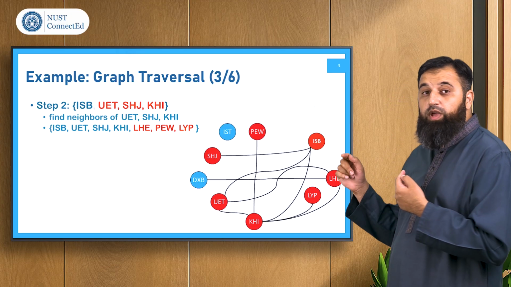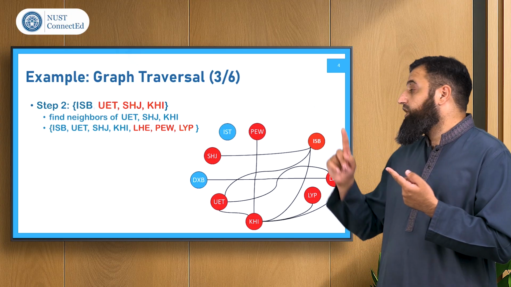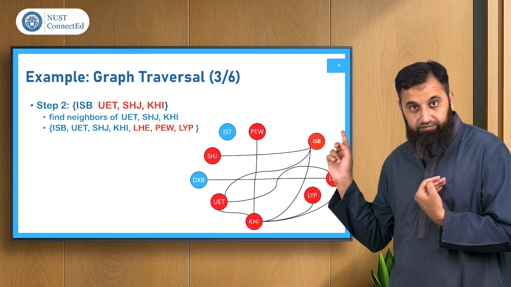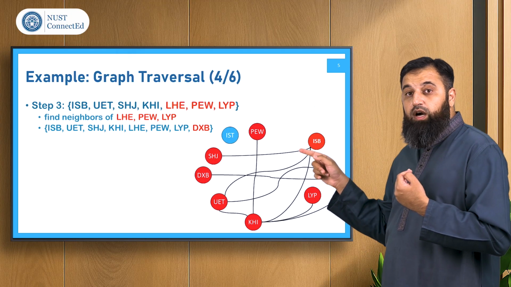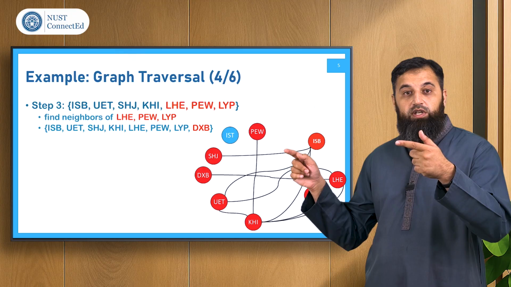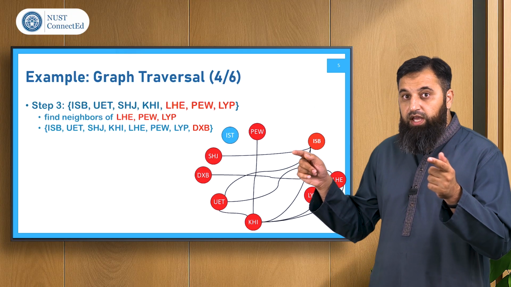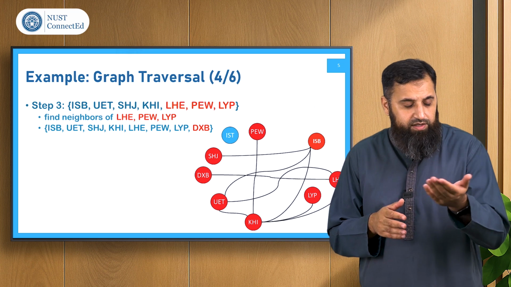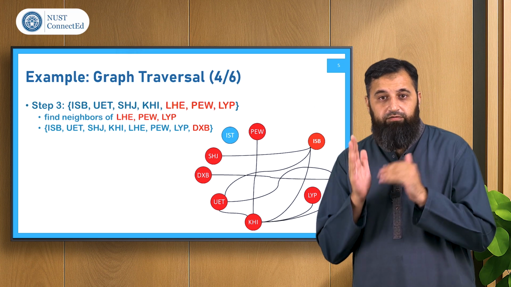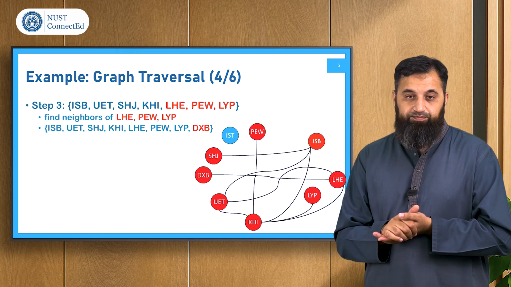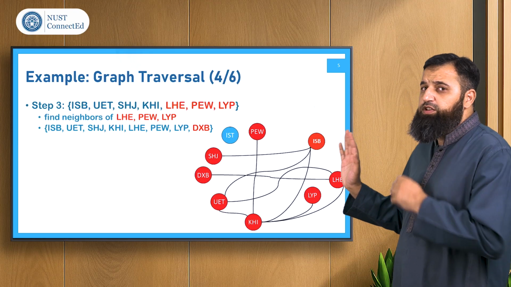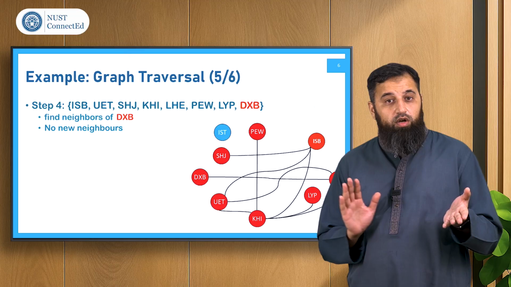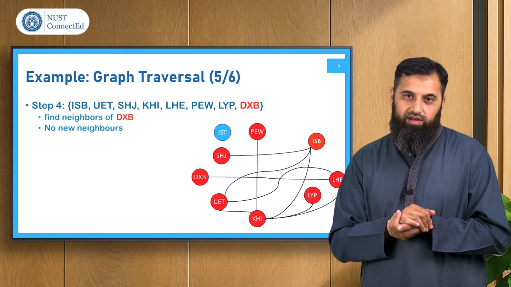From here, we find the neighbors of UET, SHJ, and KHI. Now with that, our set becomes ISB, UET, SHJ, KHI, and then Lahore, Peshawar, and Faisalabad are included as well. So after adding Lahore, Peshawar, and Faisalabad, we find their neighbors. Here you can see that we just need to add DXB. So after adding DXB, we are done because there are no new neighbors to add.